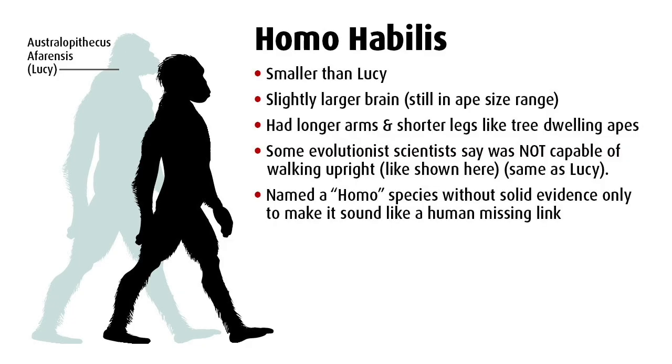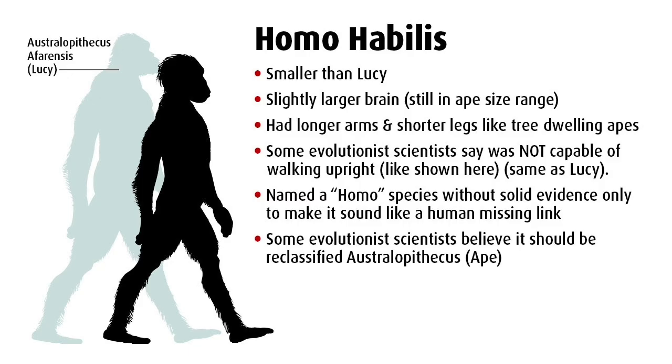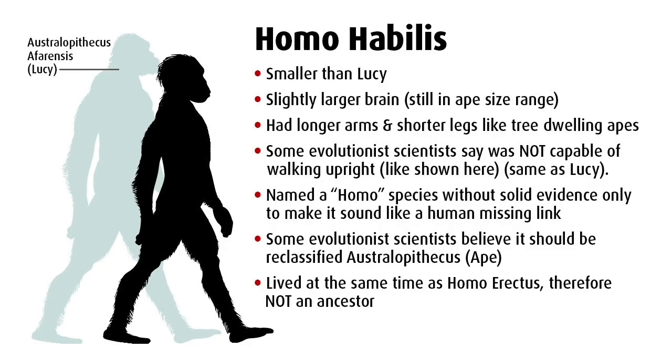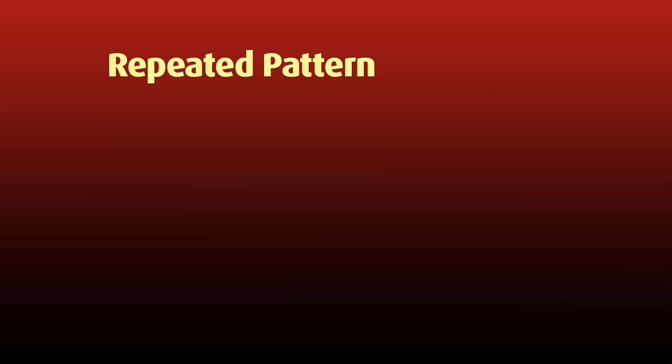It was named Homo as a species without solid evidence, only to make it sound like a human missing link. And some evolutionists believe that it should be reclassified as Australopithecus, meaning ape. It lived at the same time as Homo erectus, therefore, it was not an ancestor. So you can't have it both ways. Any way you look at it, Homo habilis is not a human missing link. So again, we have this repeated pattern.